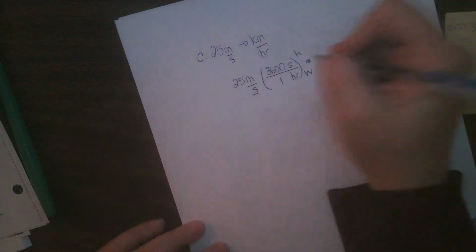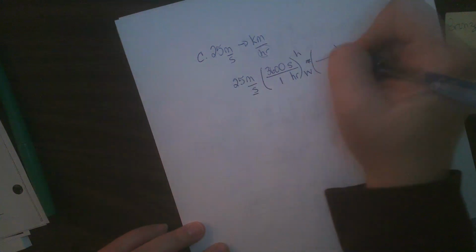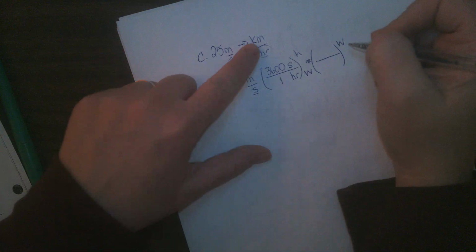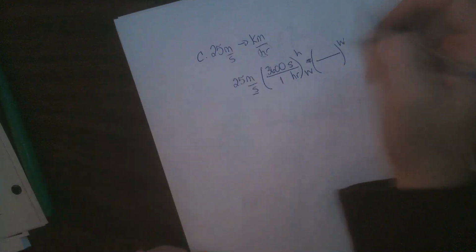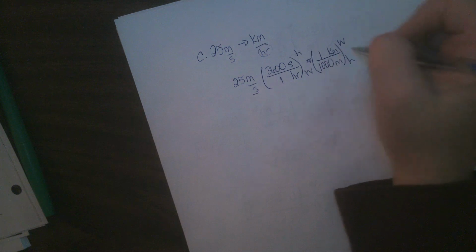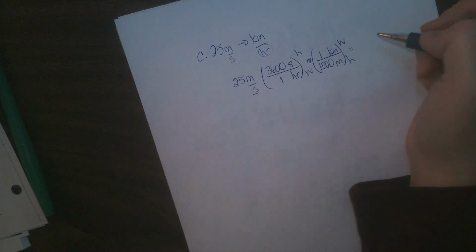Okay, next unit is meters and kilometers. See my kilometers is in the numerator, so I put my want in the numerator. I want kilometers, I have meters. In 1 kilometer, there's how many meters? 1,000. You guys are pros at this. What's my answer?